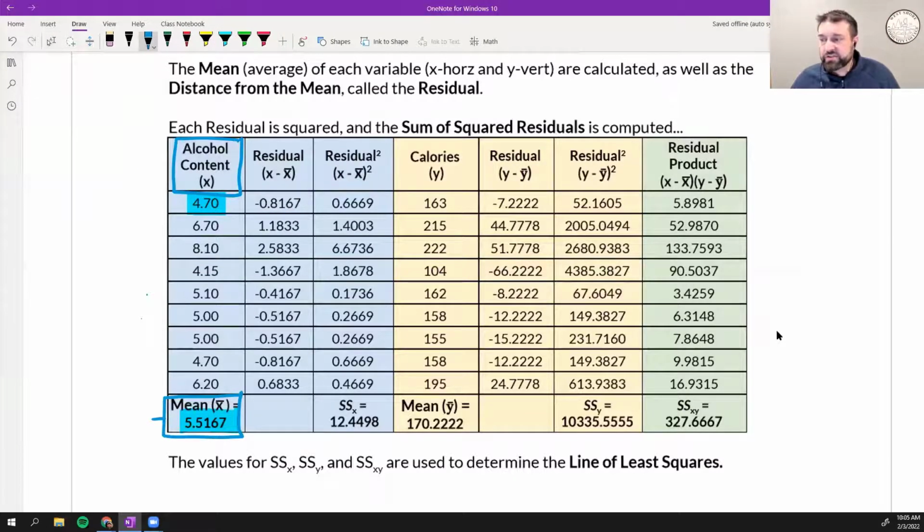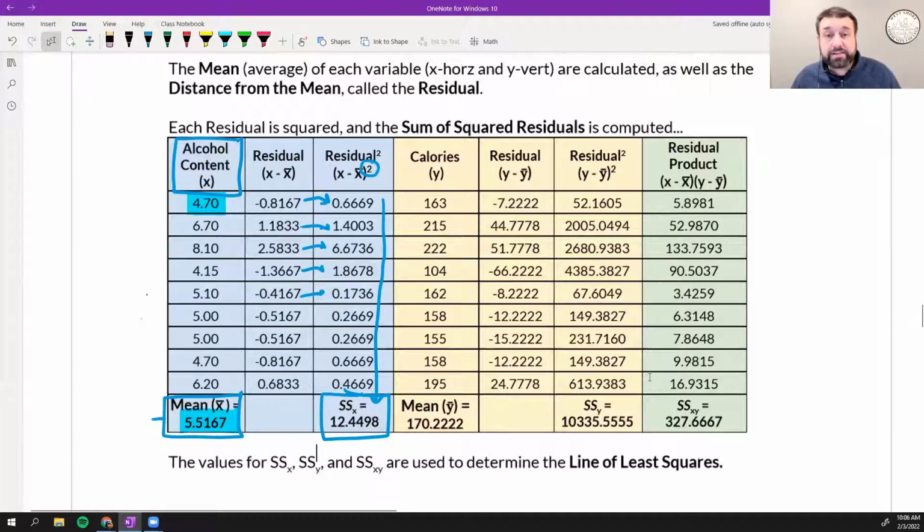The next point is 6.70. That's 1.1 above the mean. So you're finding the difference from the mean. You're finding the difference between the point and the line of best fit. Then you're going to create a square out of that difference, which means, yes, you literally square that difference. You're going to raise it to the 2nd power. So each one of these differences, each one of these residuals, are squared. And then you're going to add them all up. This is called the sum of the squares of the x coordinates.